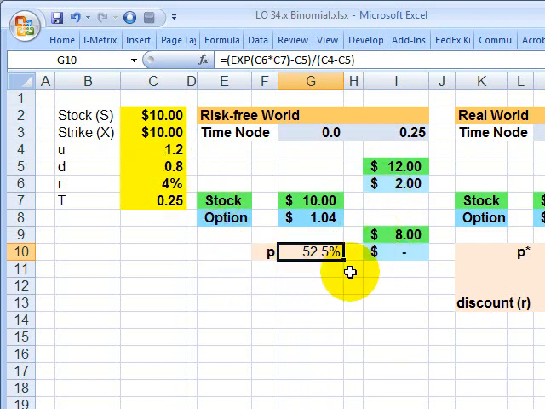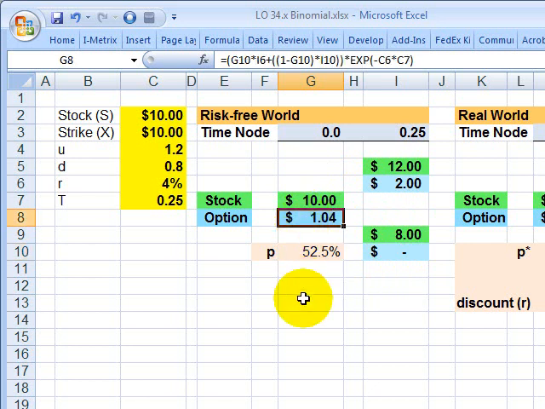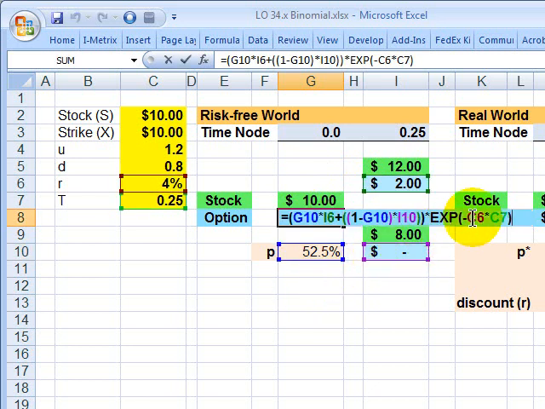If we don't go up, we're going to go down with probability of 1 minus P, or a little bit less than 48%. So we take a weighted average of those two outcomes, and that'll give us the expected future value of the option, the option value in 3 months. So we know we need to discount that to the present. That'll get us $1.04.